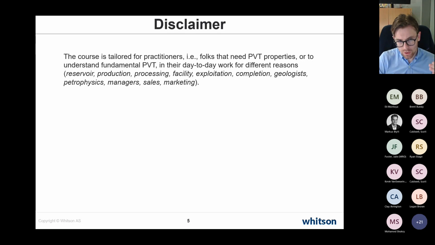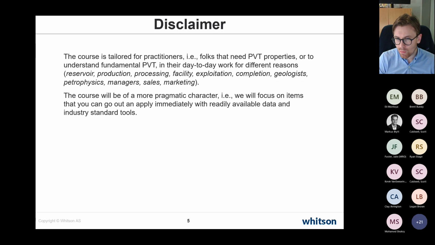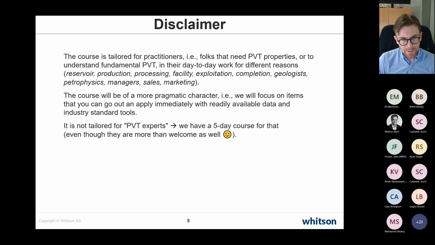So what you'll see is that the course will be of a more pragmatic character. So we try to focus on things that you can go home and apply immediately later today on data and wells that you have in your company. All the operators that are in the course today have access to Whitson Plus, so that is also why it becomes relevant. It's not tailored to PVT experts per se.